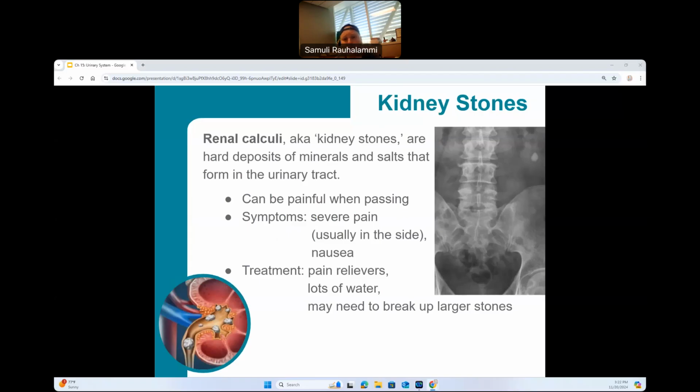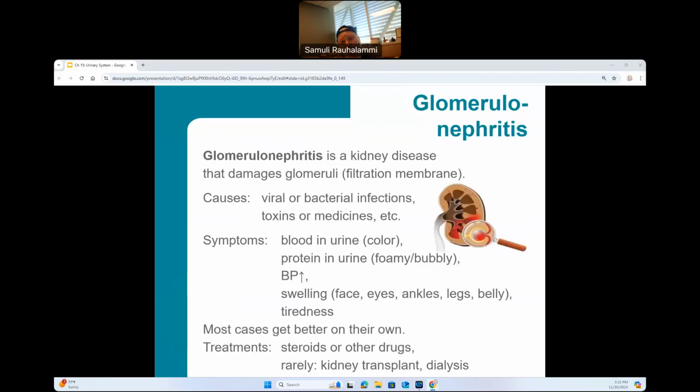Then I thought that we were going to wrap up this recording by looking at the condition known as glomerulonephritis. This is a kidney disease that damages the glomeruli, which we just saw as these tiny filtering membranes that help to remove waste from the blood at the nephron level.